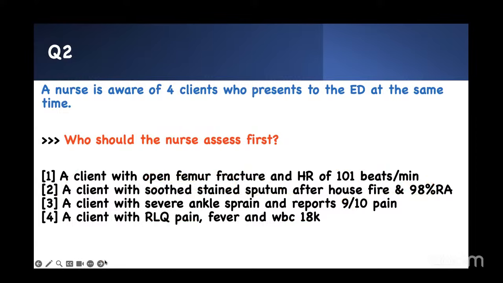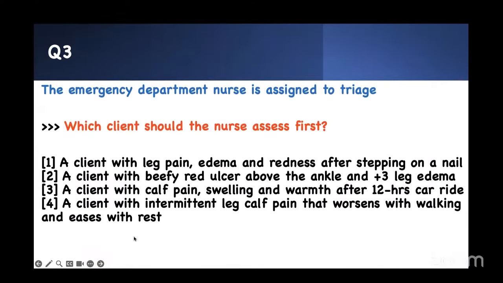So these are little things you should know. Which client should the nurse assess first? Same thing. Prioritization 101. You got to be sharp. Breathing, electrolyte, shock, sepsis, airway. And I'm going to show you these little things. If you do it, this prioritization becomes easy. If you have a problem trying to figure out who you should see first, right? Emergency department nurse is assigned to triage. Who is she going to triage?